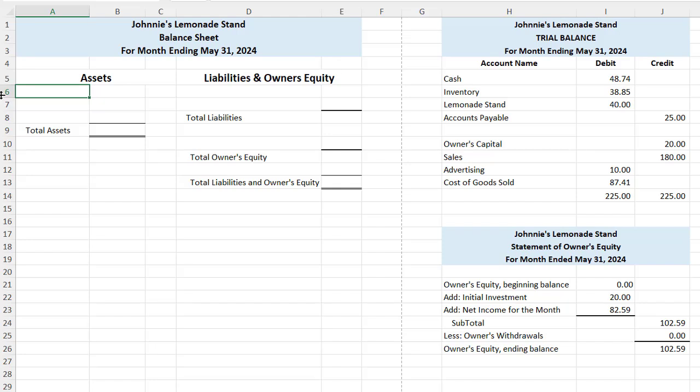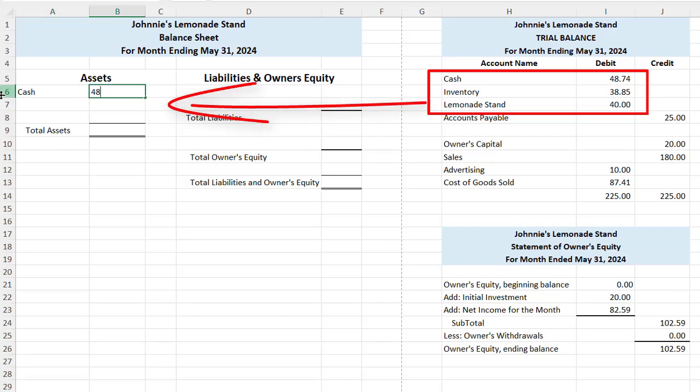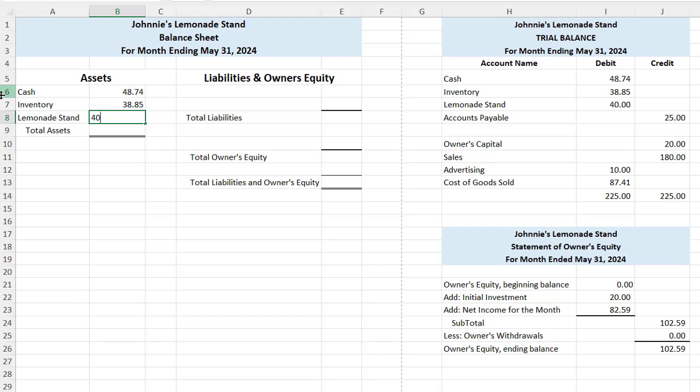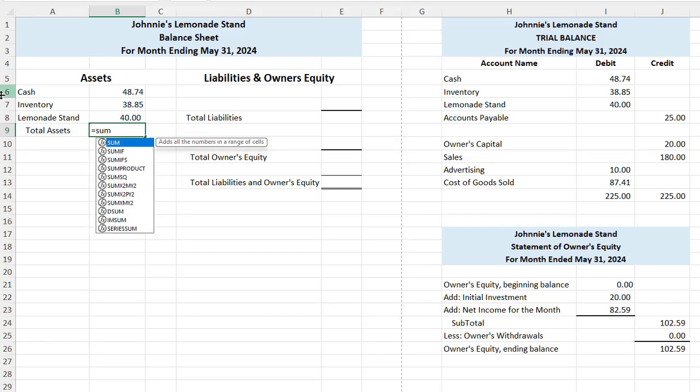Johnny has three asset accounts: cash, inventory, and the lemonade stand. I will enter the balance for each of these accounts, which I will get from the trial balance. I will sum the total assets by creating a sum function in Excel.